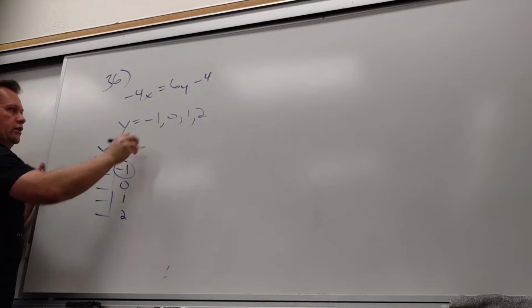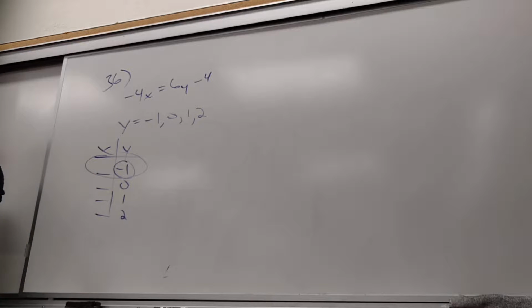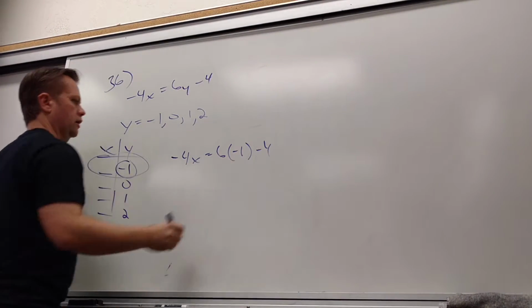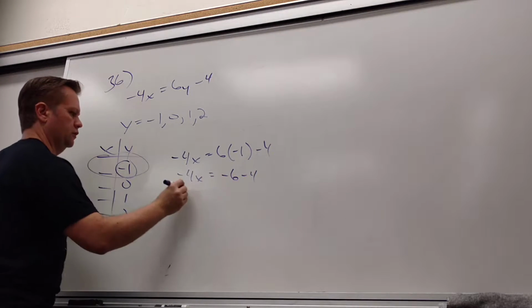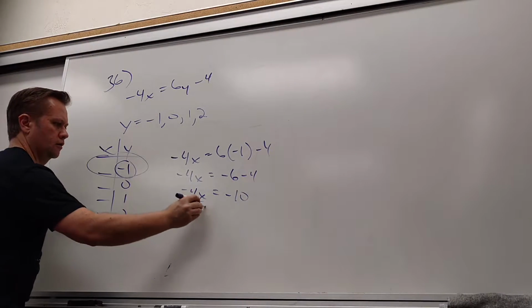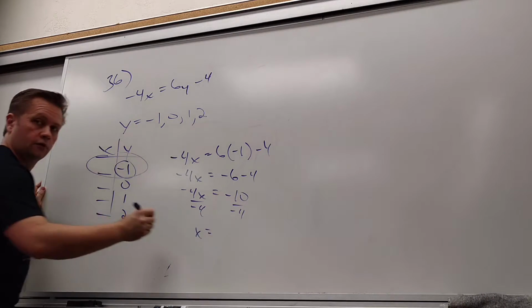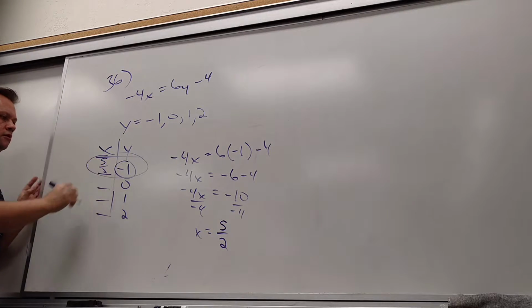When Y is negative 1, the question this is asking is, what is X? When Y is 0, what is X? That's why they're pairs that go together. So when you plug a negative 1 in, how do you solve that? Negative 6 minus 4, negative 10. So you get X equals 10 over 4, which is 5 over 2. So there's 1 point done.